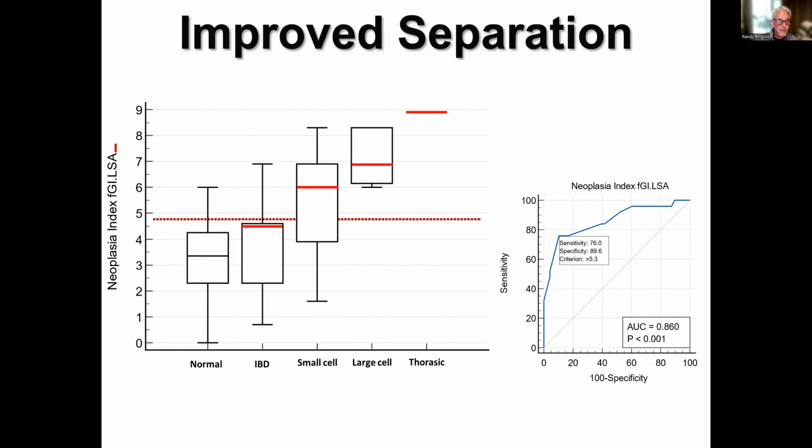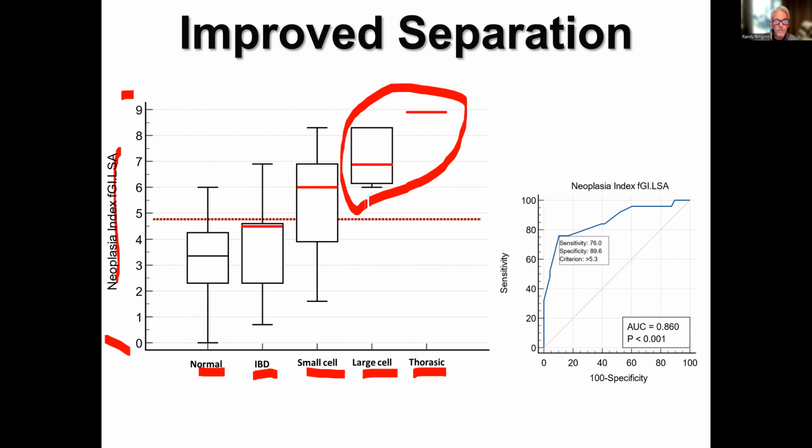So this is the performance of the integration of all this data. This is the feline neoplasia index, so that's over here on the y-axis. And as you know, with our neoplasia index, it goes from 0 to 10, and then everything in between. Normal cohorts and inflammatory bowel disease fall below the cutoff. You can see that small cell, large cell, and extra-GI thoracic lymphoma are marked accordingly, with large cell and other extra-GI lymphoma, very good separation.